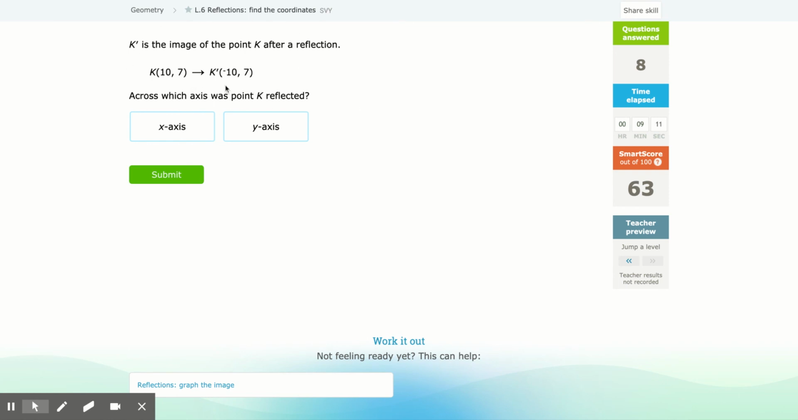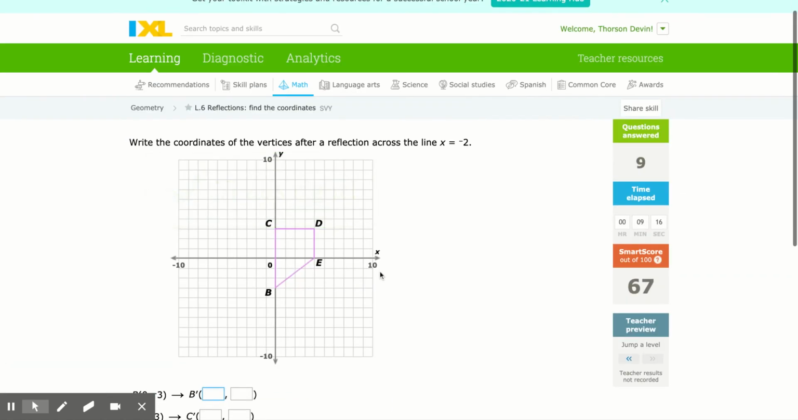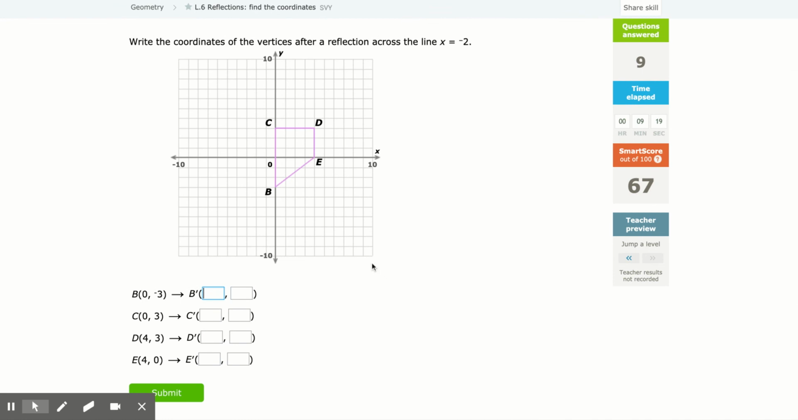I believe all these, though, are going to be across the x change, so that's across the y-axis. Again, if you get to any that are harder, let me know. I mean, x equals -2. That's a vertical line right here. So all the y's are going to change. The x's will not change. So I know I'm still going to be, sorry, the x's are going to change. The y's will not change if I'm reflecting across the vertical line.